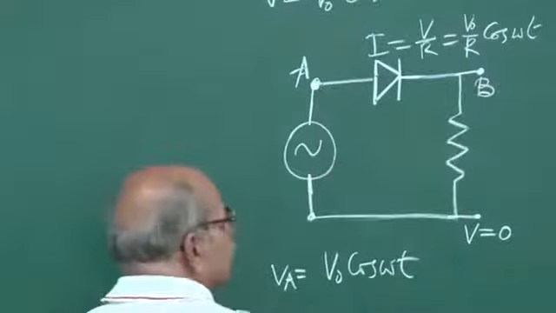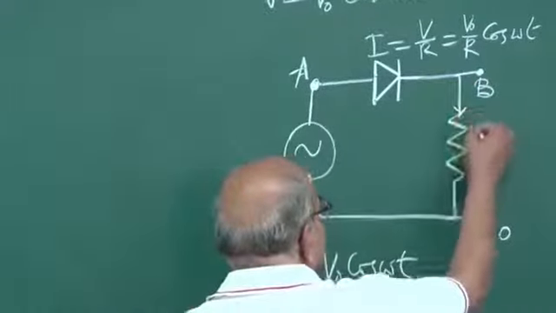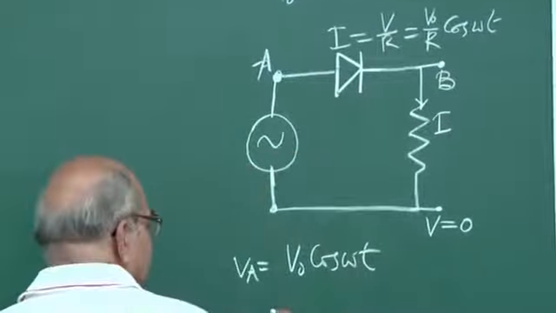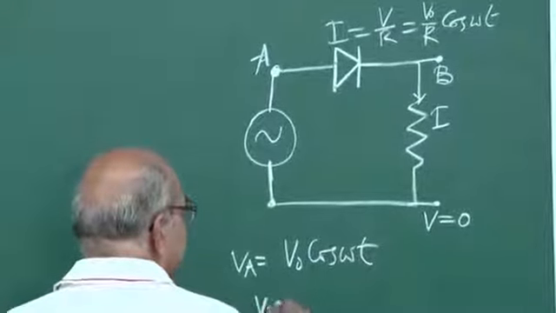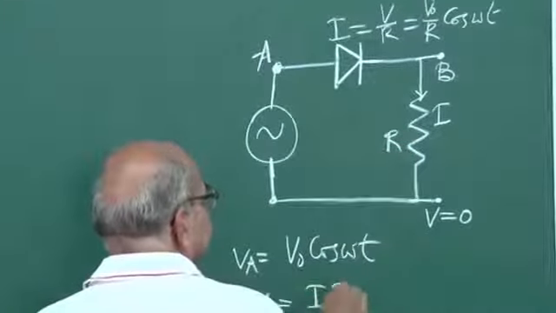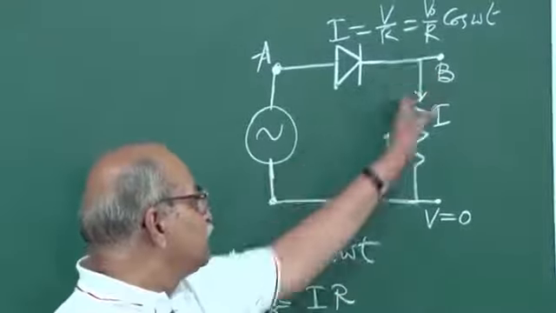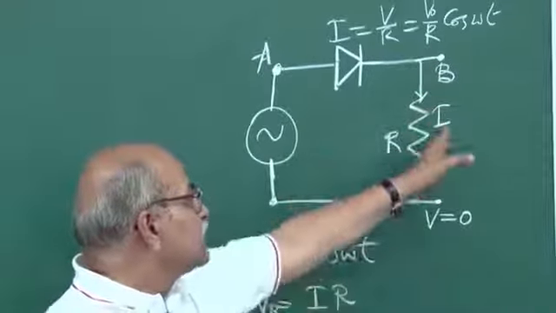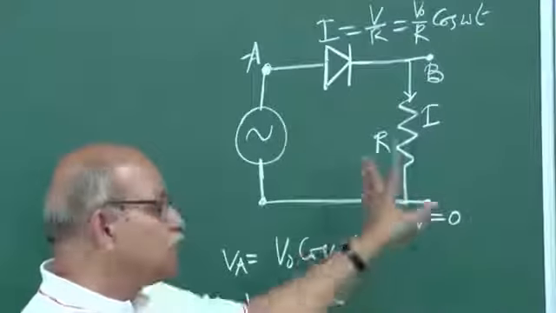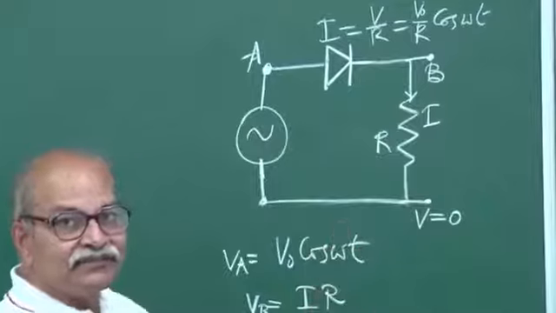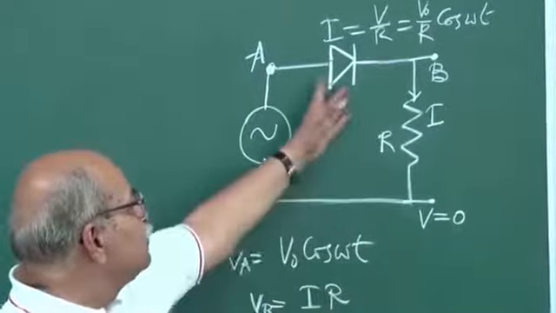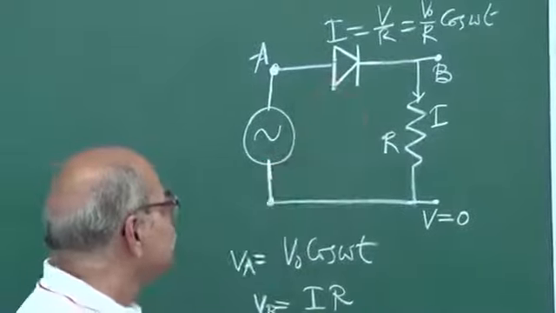If there is a current I in this direction, then VB will be equal to I times R, right? Ohm's law between this point and this point. If the current is I, VB minus 0 will be just I into R. So what is I? And for that we have to use the property of this diode.